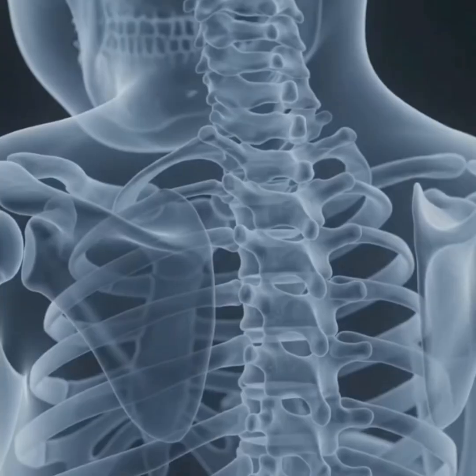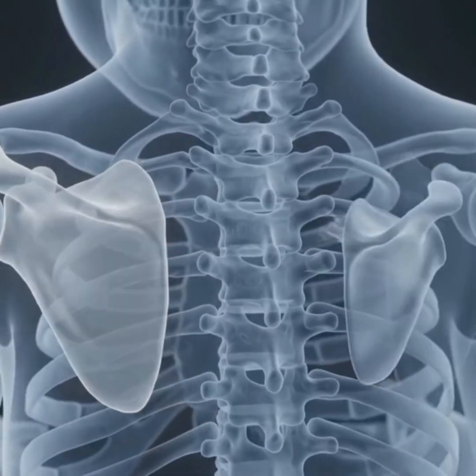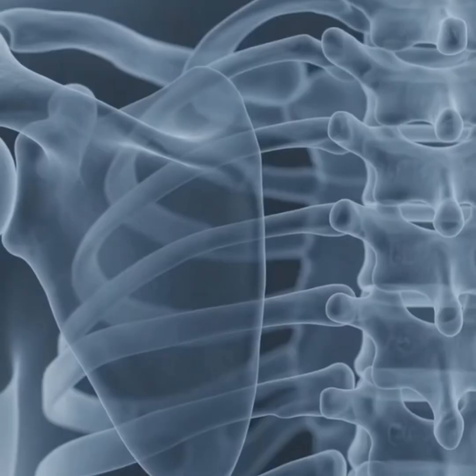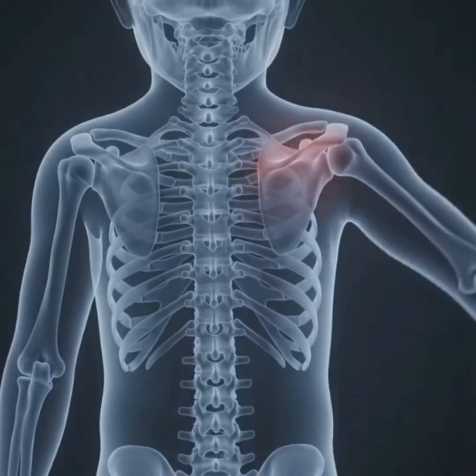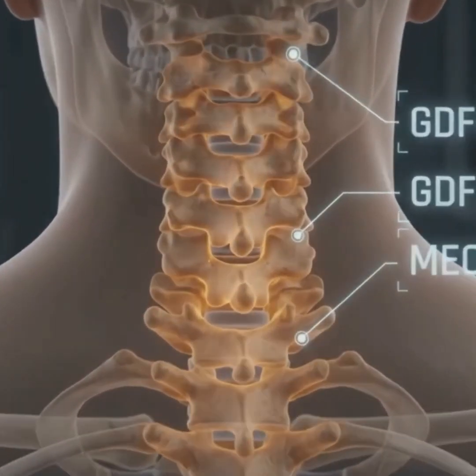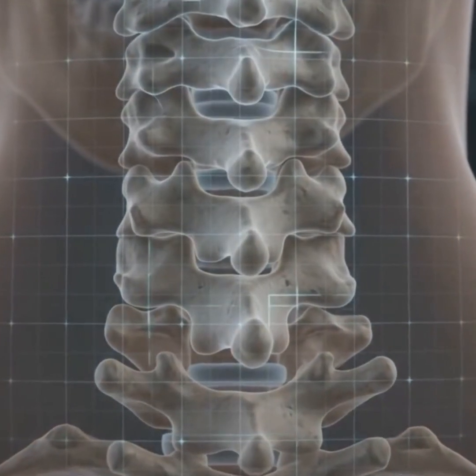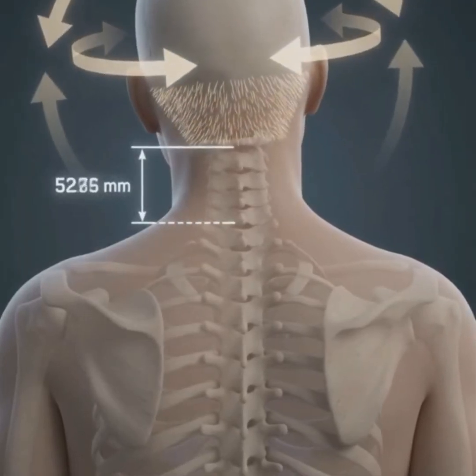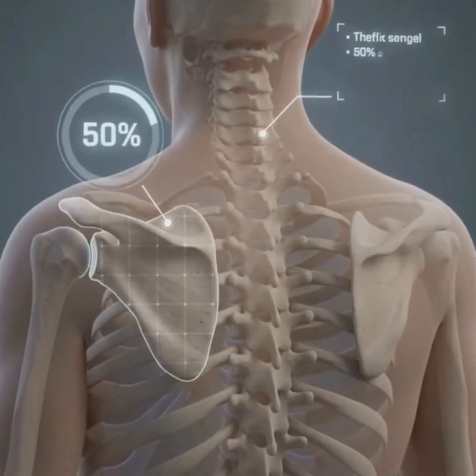Sprengel's deformity. The scapula fails to descend. It remains elevated and dysplastic. An omovertebral bone may form. This restricts shoulder movement. Klippel-Feil syndrome is caused by mutations in the GDF6, GDF3, or MEOX1 genes, causing fusion of adjacent cervical vertebrae. It is characterized by a short neck.